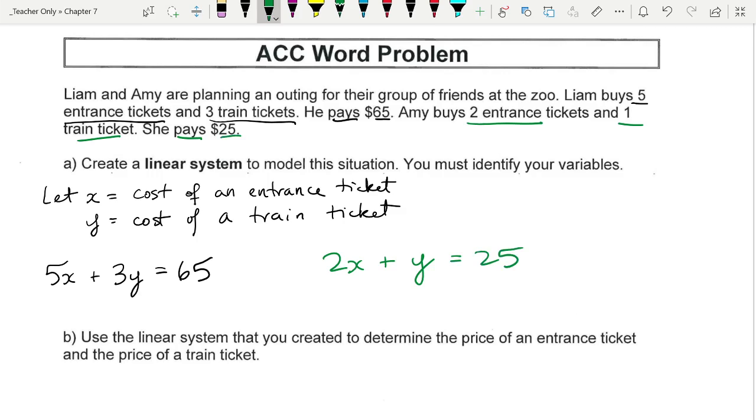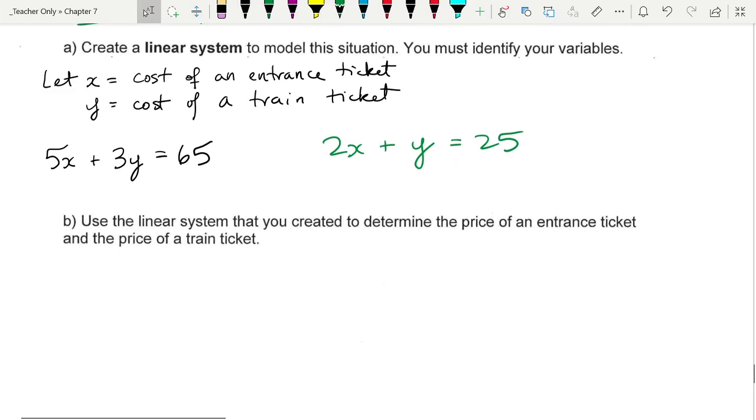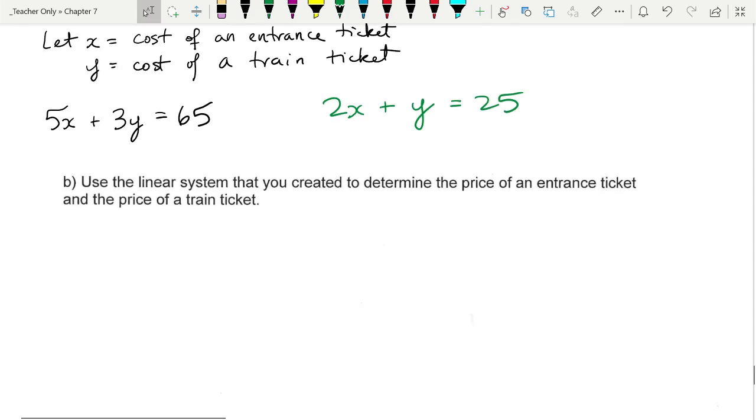Now, use the linear system that you created to determine the price of an entrance ticket and the price of a train ticket. So now it's kind of your call. Do you want to do this by substitution or elimination? It doesn't matter to me which way you do it.